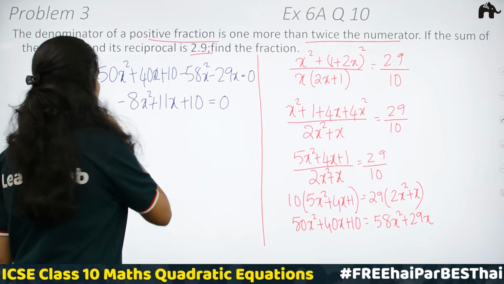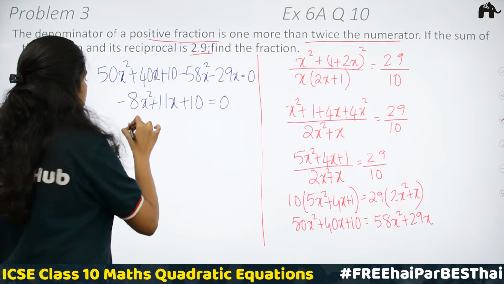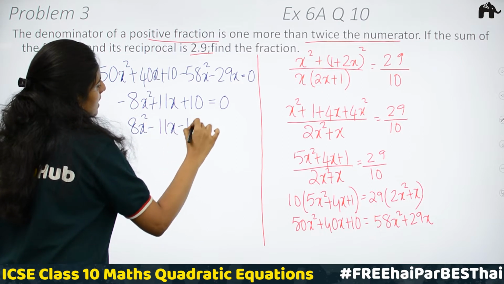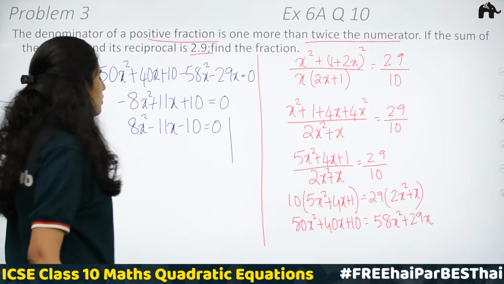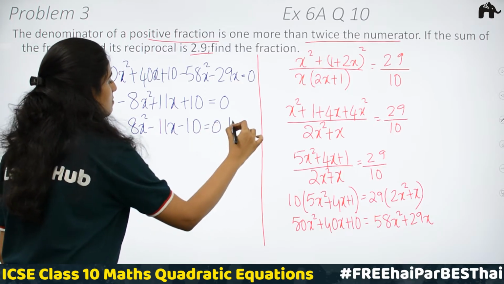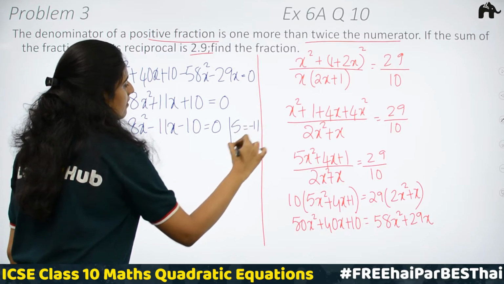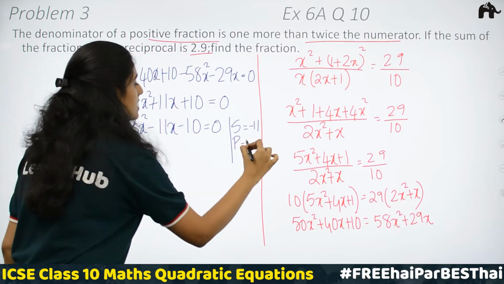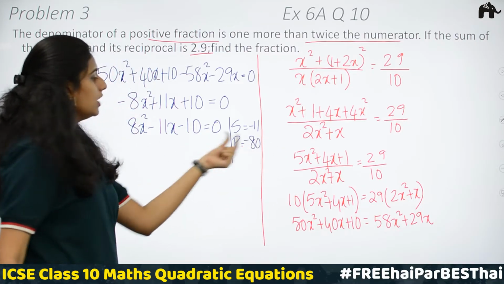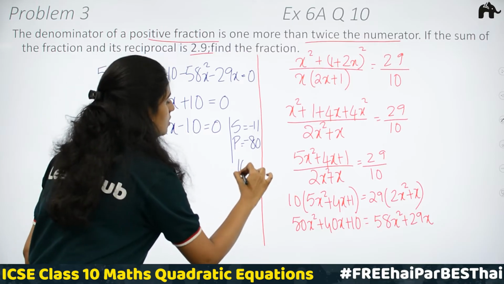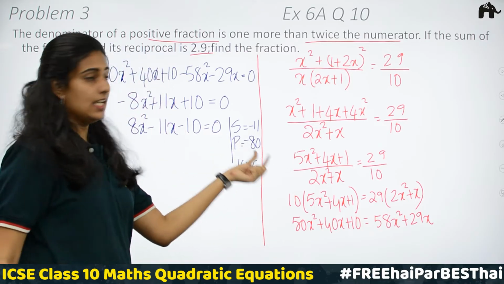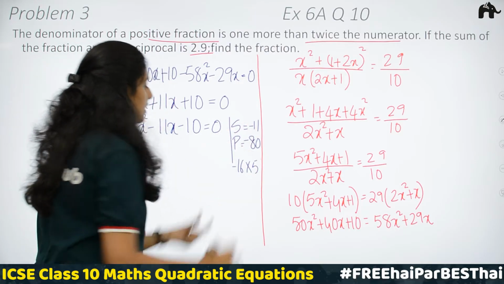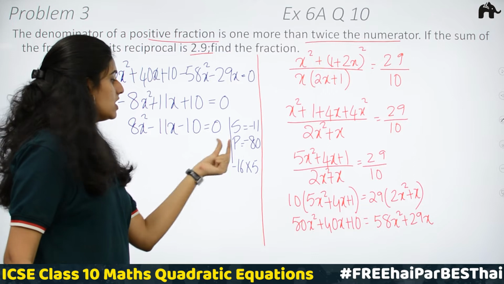Okay. Now, we are multiplying throughout with negative 1. We get 8x square minus 11x minus 10 is equal to 0. Now, we can factorize this. We have to choose two numbers such that the sum is equal to minus 11 and product is equal to a into c. 8 into minus 10, that is minus 80. To get minus 80, 16 into 5 is 80. Here we have a negative sign and the sum is negative, which means the greater number should be negative. Minus 16 into 5 is minus 80.